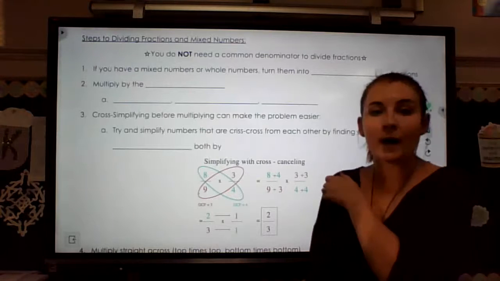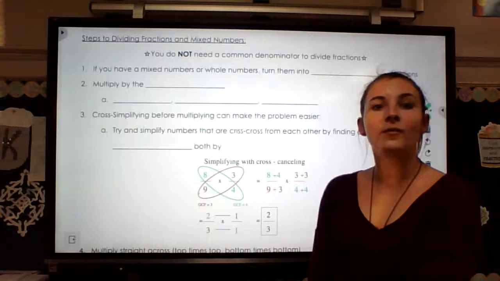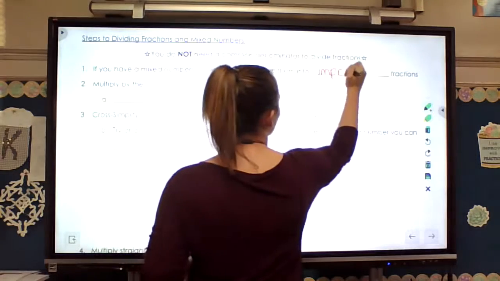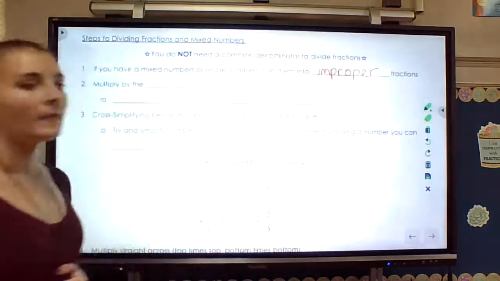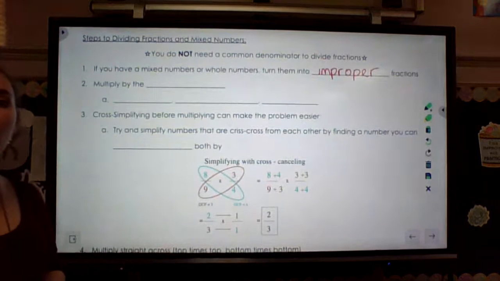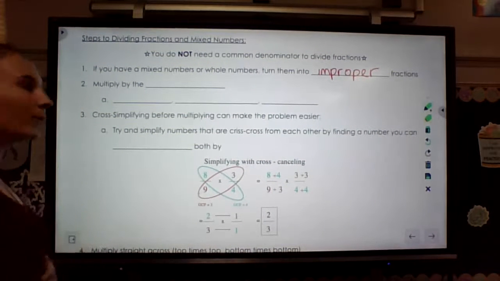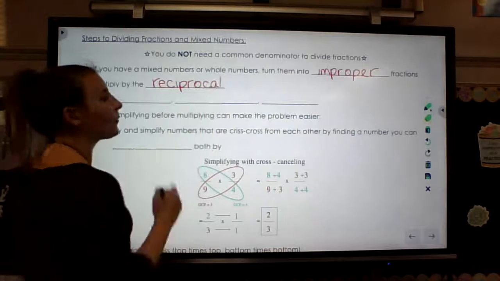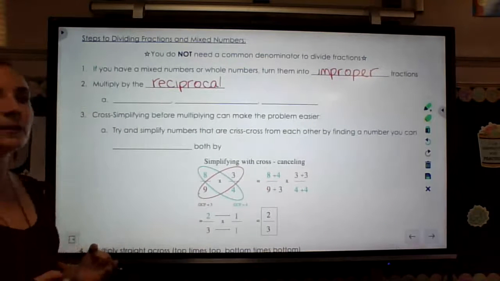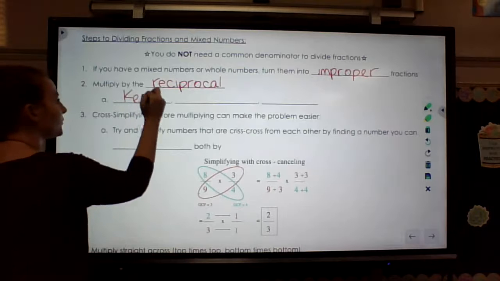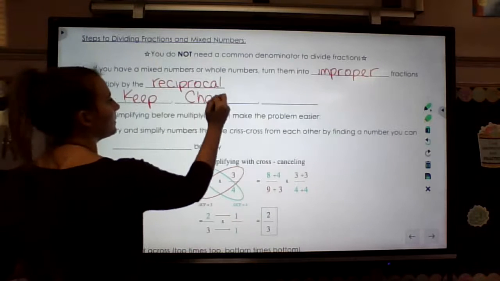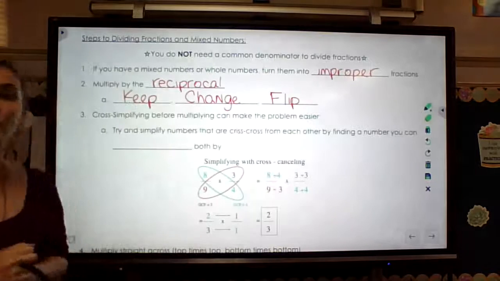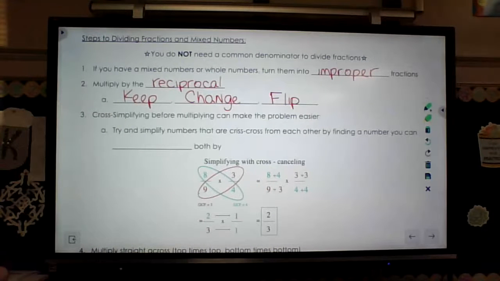So you do not need a common denominator, same as before. But if you have a mixed number or you have a whole number, first turn them into improper fractions. After you make them improper, then you're going to go ahead and divide like normal. So you guys know when we divide, really what we're doing is we are multiplying by the reciprocal. We taught you 3 easy steps to divide by the reciprocal. The 3 easy steps are keep your first fraction the same, change division to multiplication, and flip your second fraction. So you're going to do keep, change, flip after you make your numbers improper.